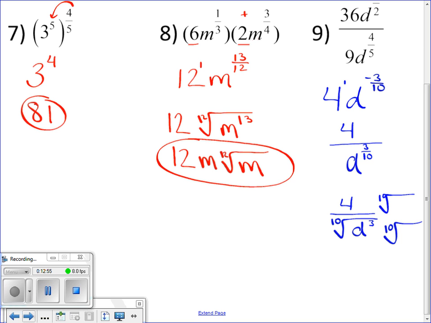Do you guys see it? How many d's am I missing? 7. Right, because we can't leave the radical on the bottom. So now on the top we have 4 times the 10th root of d to the 7th, all over what happens to the bottom? Just d.